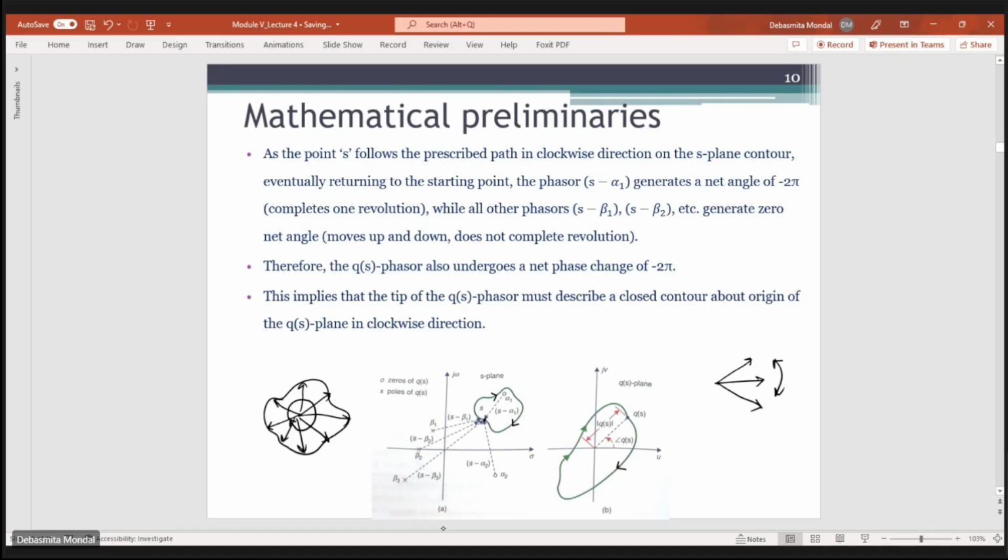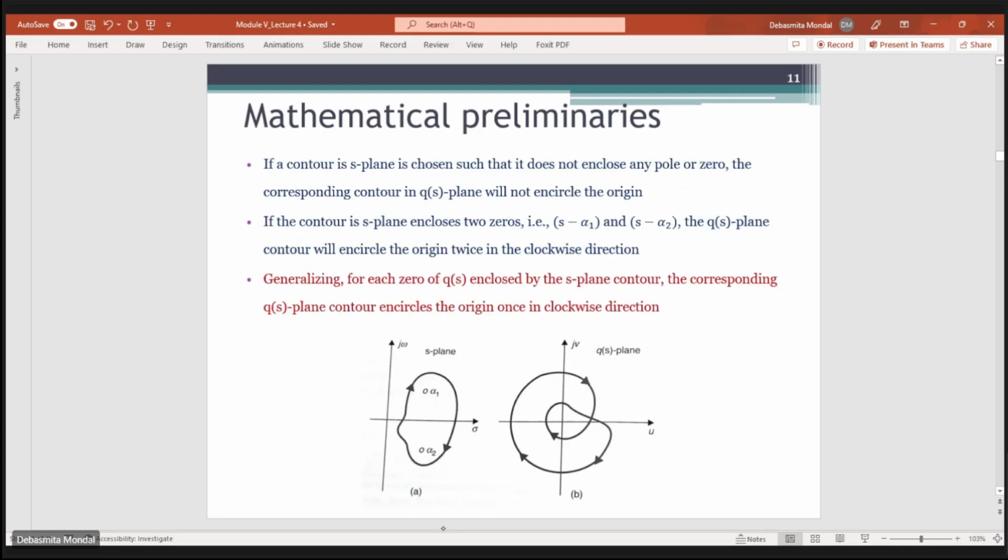And the net phase in the QS plane: this is the QS phasor, which is also moving like this. It starts from here, moves all the way around, and comes back to the original point. That means it encounters a phase angle of -2 pi. So in the S plane as well as in the QS plane, the net phase change is 2 pi in magnitude in both cases, since the net change is -2 pi, because in both cases we are moving in the clockwise direction.